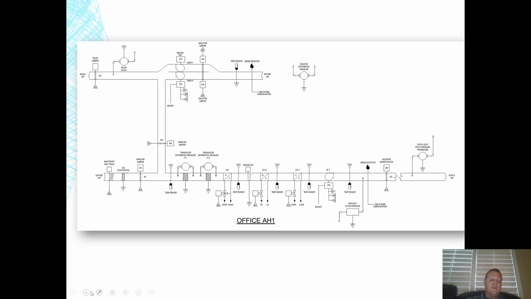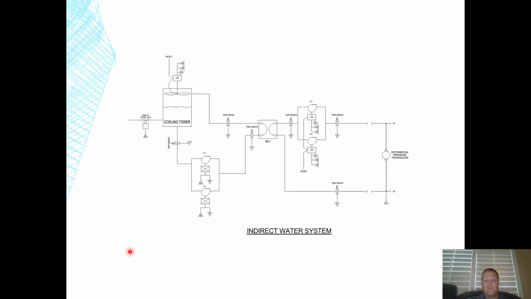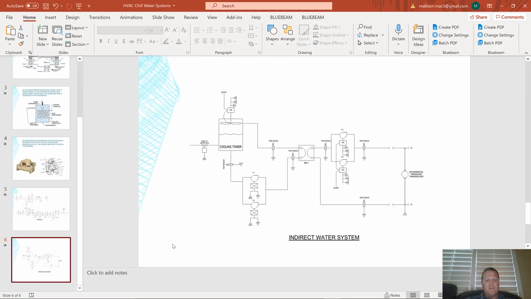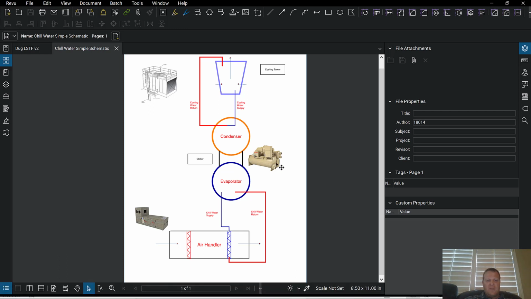So let me see if I have another slide here. Here's our cooling tower. But I don't want to use this other than to show we've got this cooling tower. Let's bypass this one, and we'll go look at my Blue Beam example. Very, very simple. We've got our chiller in the middle of this little schematic, okay? The condensing side and the evaporator side.